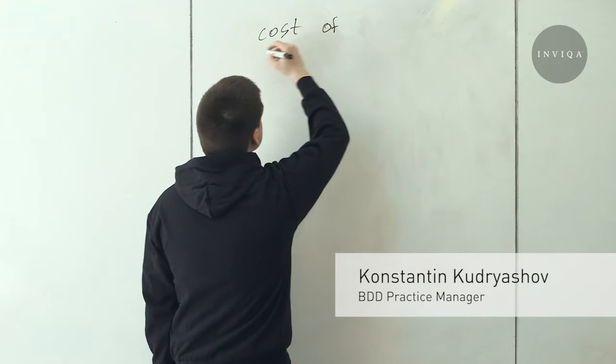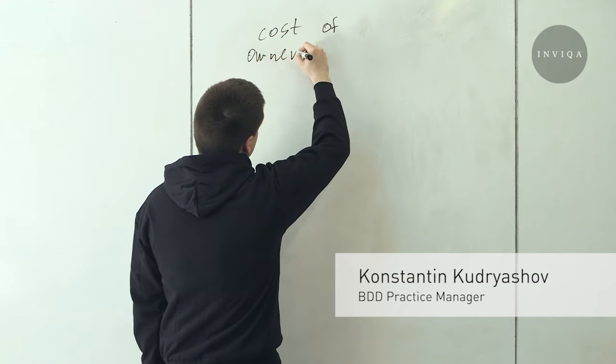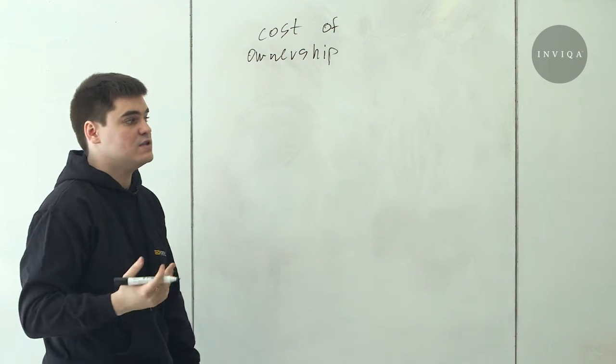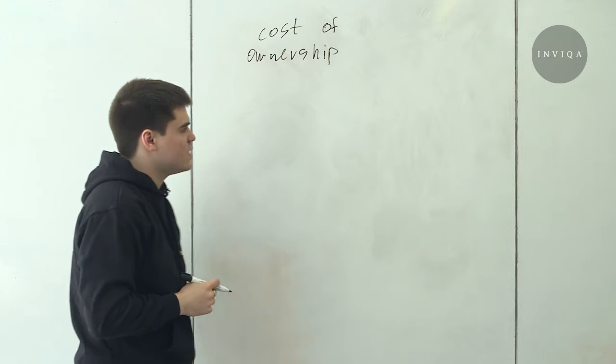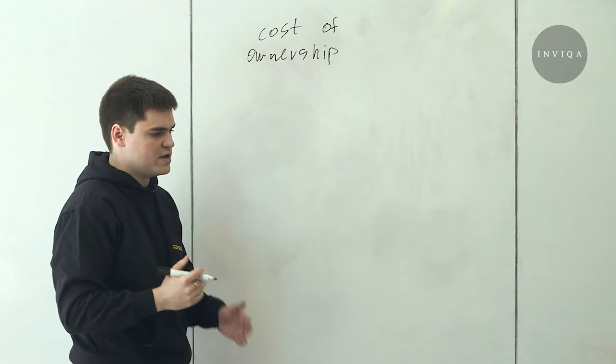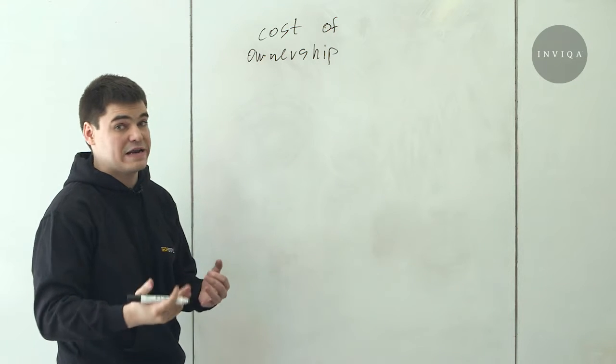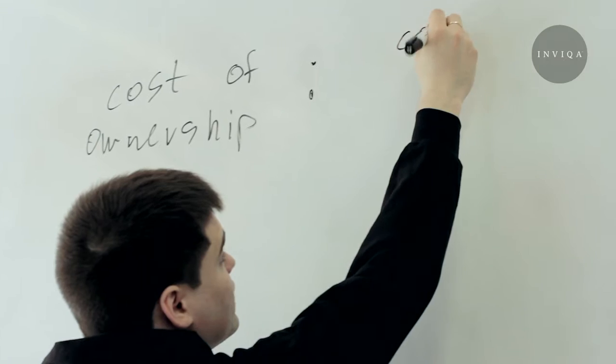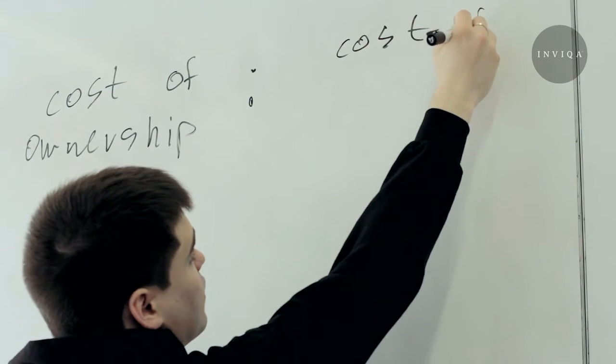Cost of ownership. Cost of ownership is a very interesting and often forgotten topic in the software industry or software engineering. It's interesting because it is almost in direct opposition or in balancing with another cost, which we hear a lot nowadays, and it's the cost of change.